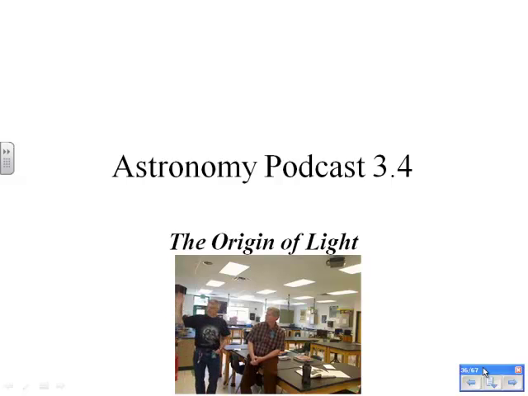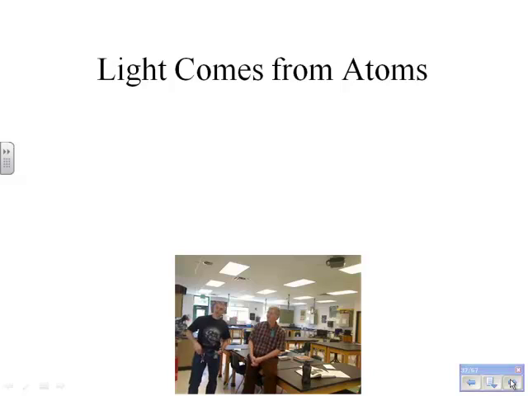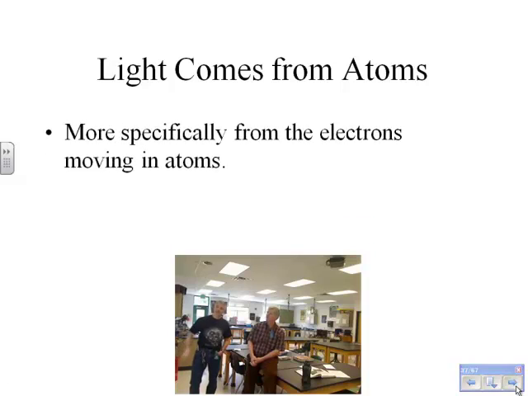So we're talking about the origin of light. We talk about light, but we didn't say where it comes from. So where does light come from? This will be a really short talk. It comes from atoms. How does that happen? You mean light comes from atoms? So we want to learn about where light comes from. Well, light comes from atoms.